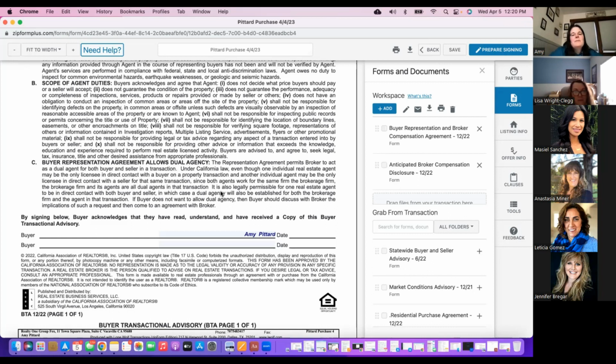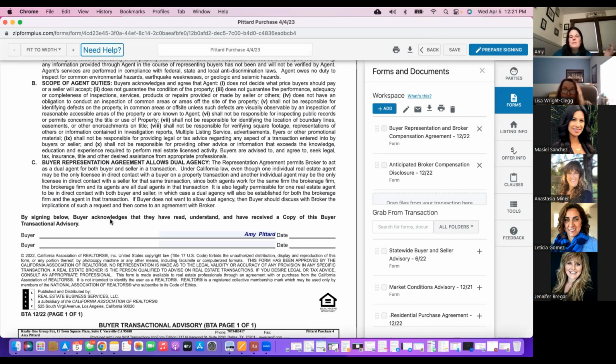It also is legally permissible for one real estate agent to be in direct contact with both the buyer and the seller, in which case the dual agency would also be established for both the brokerage firm and the agent in the transaction. If the buyer does not want to allow dual agency, then the buyer should discuss with broker the implications of such request and then come to an agreement with the broker. By signing below, the buyer acknowledges they've read, understand, and received a copy of this buyer transactional advisory.